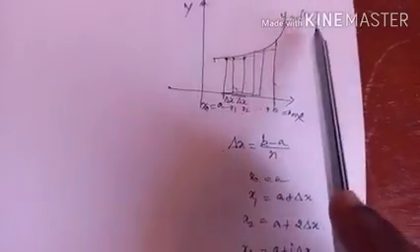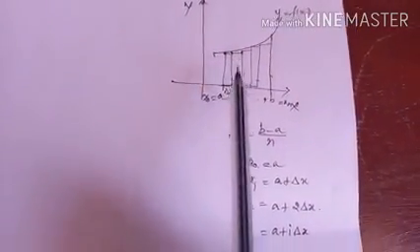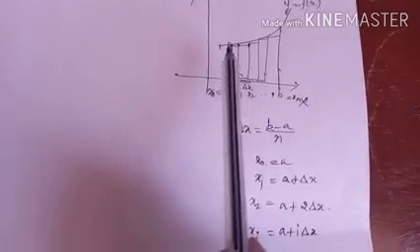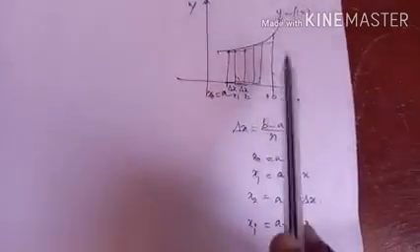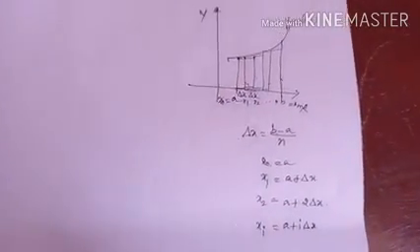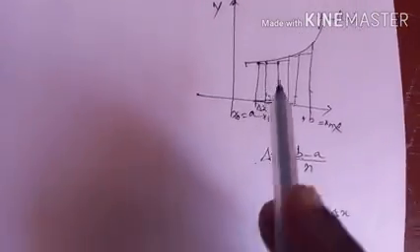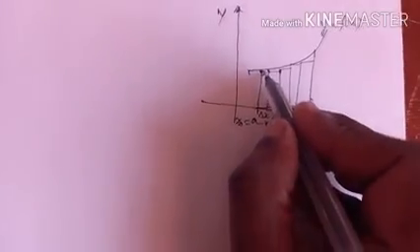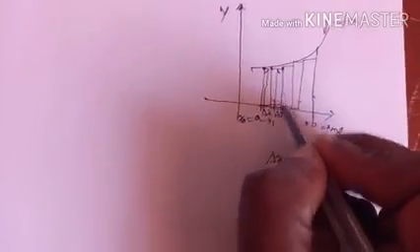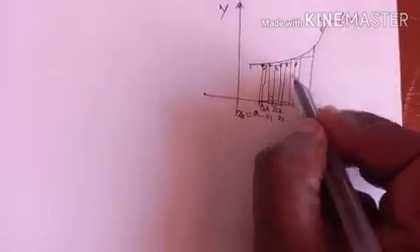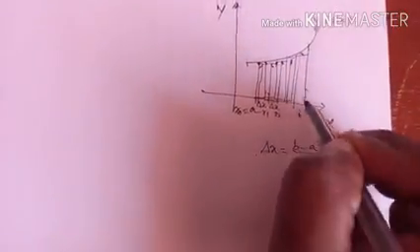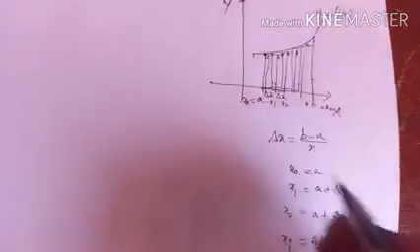This is the curve, y is equal to f of x, and integration helps us to find the area under the curve, which gives the approximate area. In case you want a better approximation, you must have more rectangles. If you have more rectangles, then you will have a better approximation.